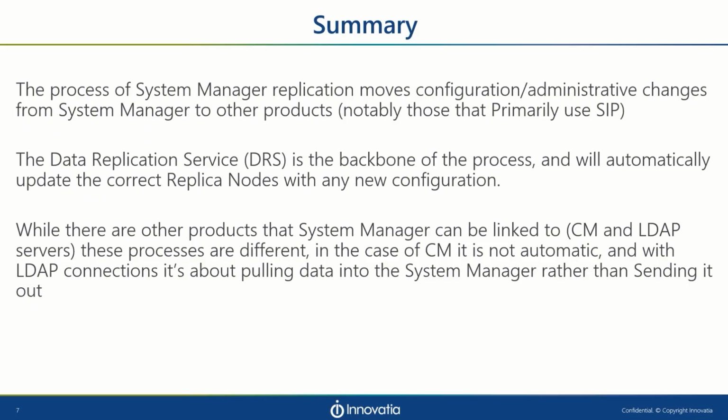The data replication service that I mentioned before is basically the backbone that handles this process. It's how System Manager is able to send information down to a replica node, and it's how that replica node lets System Manager know that it's received new configuration. There are other products that System Manager can replicate with. However, they use slightly different processes. In the case of CM, it uses the synchronization process. And in the case of an LDAP server like Active Directory, it uses directory synchronization. And again, those processes are logically a little bit different in terms of their behavior.